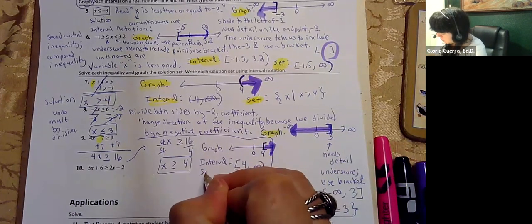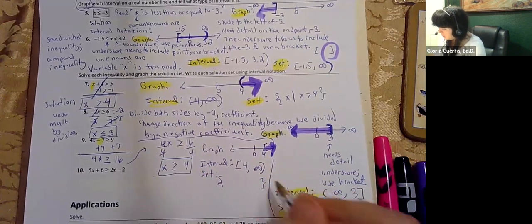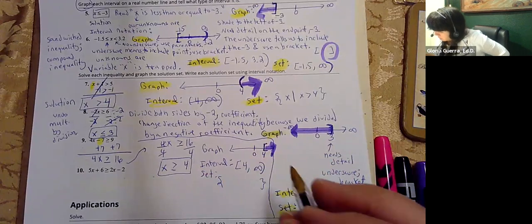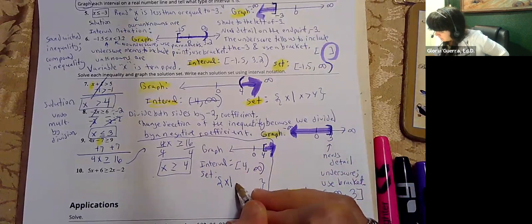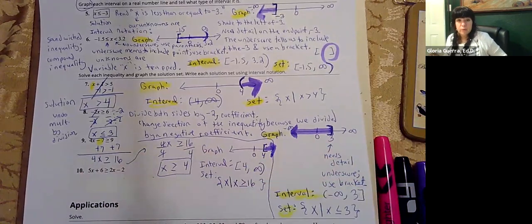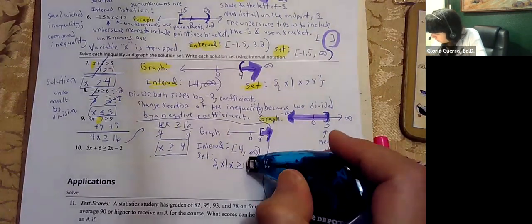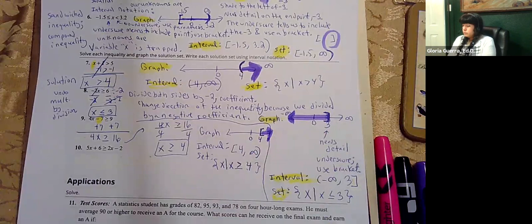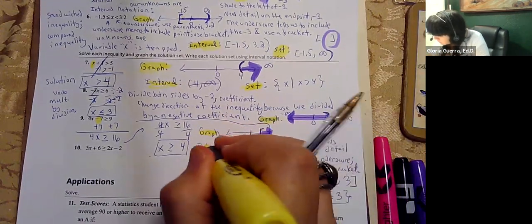So then you need to set, again in the braces, and you introduce a letter which is x such that, and you say that x is greater than or equal to 16. Oh, greater than or equal to 4, sorry, greater than or equal to 4. Okay, so there's your graph, interval, set.